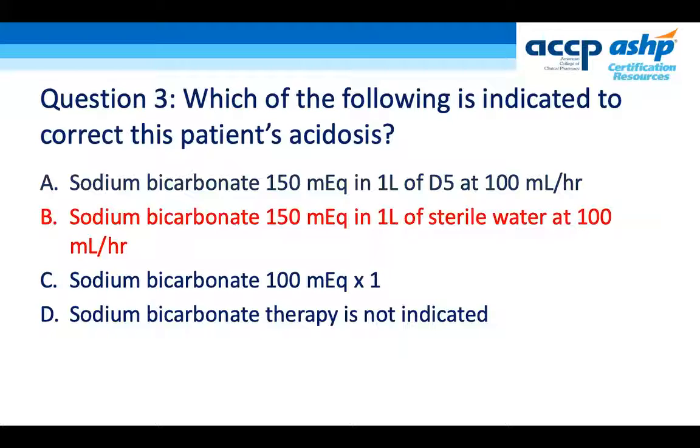So sodium bicarbonate, 150 milliequivalents in 1 liter of sterile water at 100 mils an hour would be the correct answer. His pH is 6.8, so sodium bicarbonate therapy would definitely be an adequate option. And we, of course, wouldn't want to put our infusion in D5 since he is in DKA and hyperglycemic, and so that's just going to potentiate the problem we're already having. So the preference here would be to put it in sterile water to avoid that counteraction.